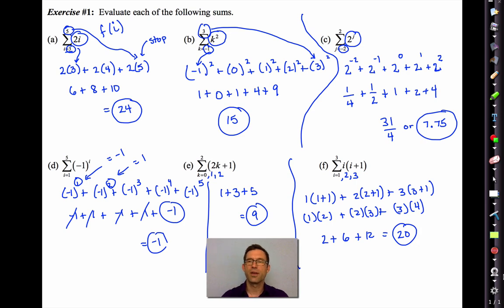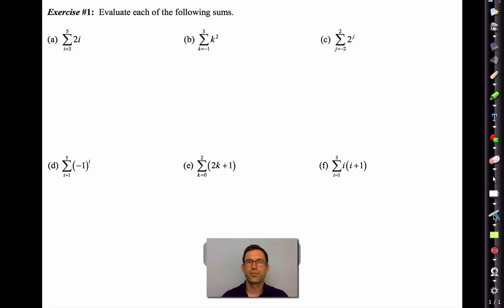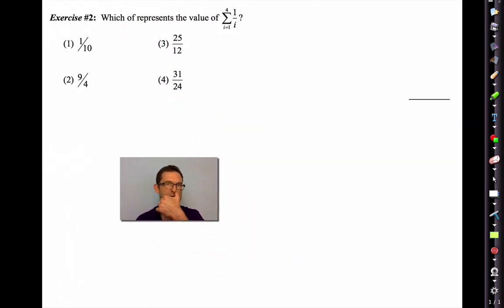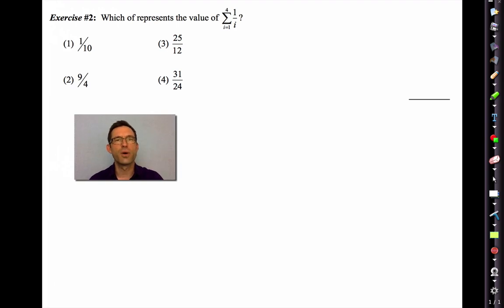All right, I'm going to clear it out. Let's move on to the next one. Little multiple choice question. See if you can work through this one on your own. All right, besides the fact that I have some interesting looking changes in fraction bars here, let's do it.